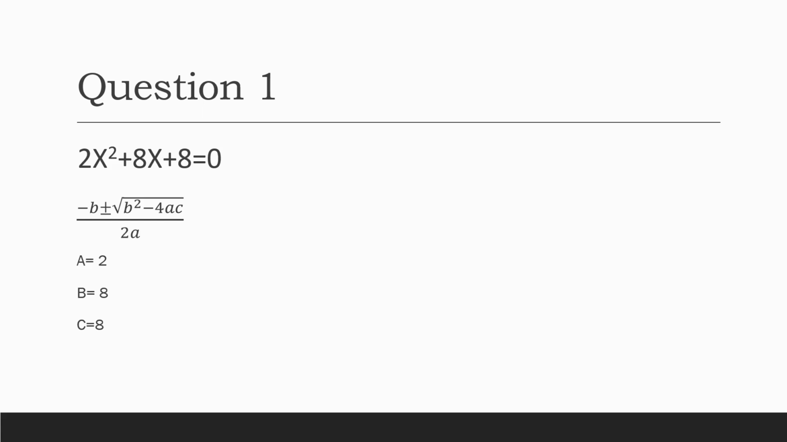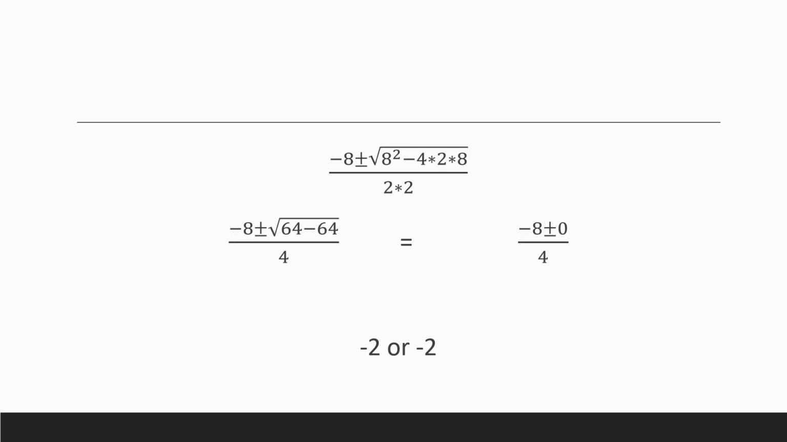When we apply the values a, b, and c into the above formula, it becomes minus 8, that is minus b, minus 8 plus or minus root of b square, that is 8 square, minus 4 into the value of a, that is 2, into 8, the value of c, divided by 2a, 2 into 2. So the equation becomes minus 8 plus or minus root of 8 square, which is 64, minus 4 into 2 into 8, which is 64, divided by 4.